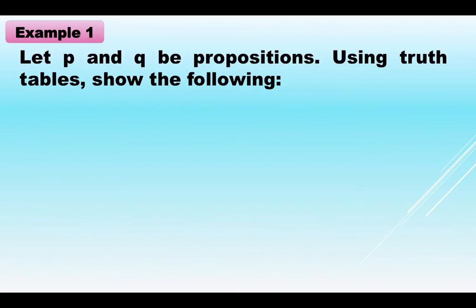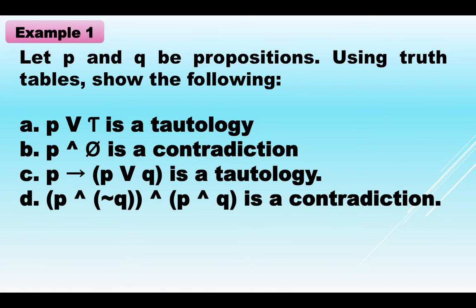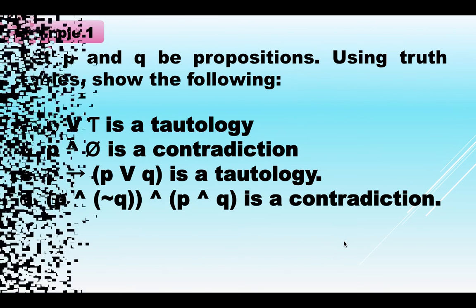So for example, let P and Q be propositions. Using truth tables, show the following. P disjunct T is a tautology. P conjunct null is a contradiction. P implies the quantity of P disjunct Q is a tautology. And the quantity of P conjunct the negation of Q, conjunct the quantity of P conjunct Q, is a contradiction. We will prove whether each is a tautology or a contradiction by doing example number 1.